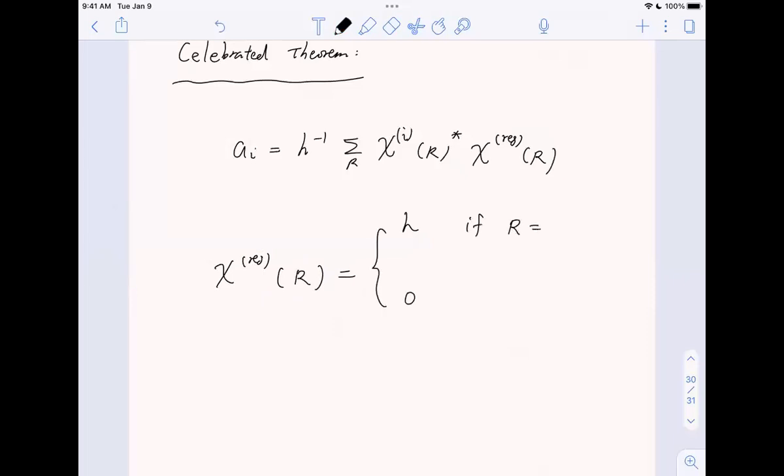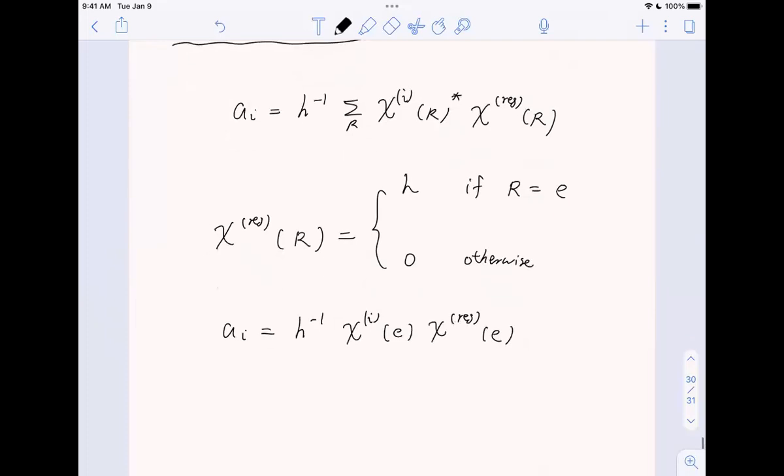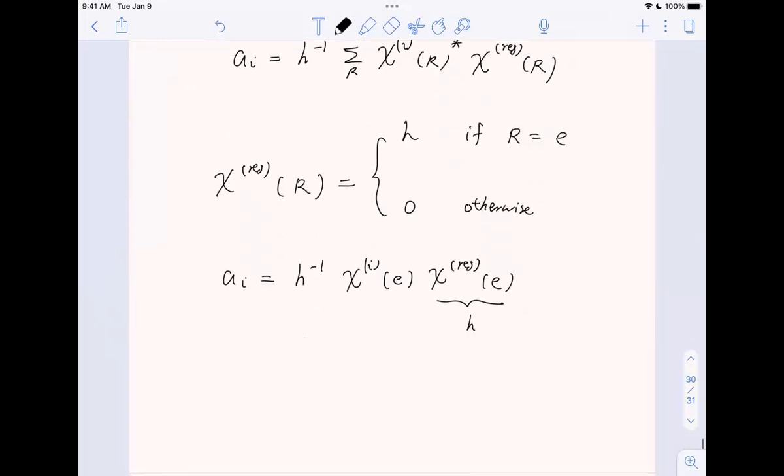If R equal to E, and for all the other elements, it will be 0. Okay? So that means A_i will be equal to, because you sum over I, right? So you only need to sum over 1. So it will be E. And X regular will be just E. And this is just H.